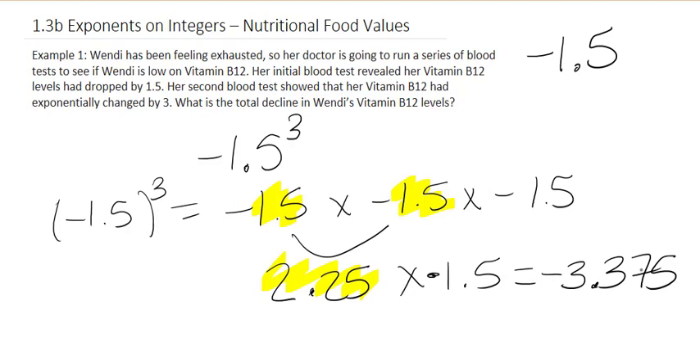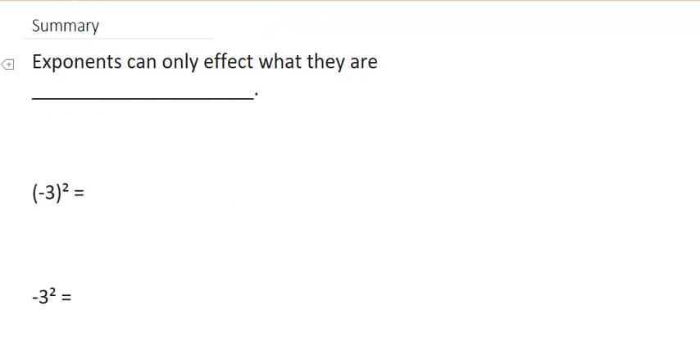So before we move any further, let us go over some rules on how to multiply exponents that are attached to negative numbers. Exponents can only affect what they are attached to. So, negative 3 in parentheses raised to the second power is different than negative 3 to the second power with no parentheses. When there's a parentheses, it means the exponent is attached to everything inside.